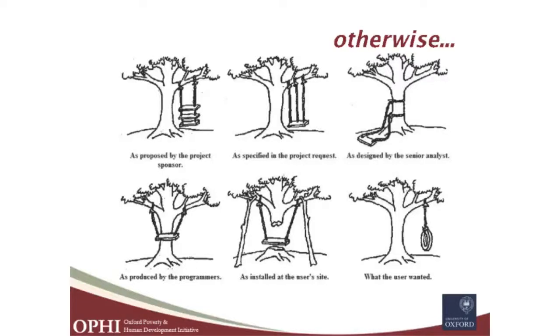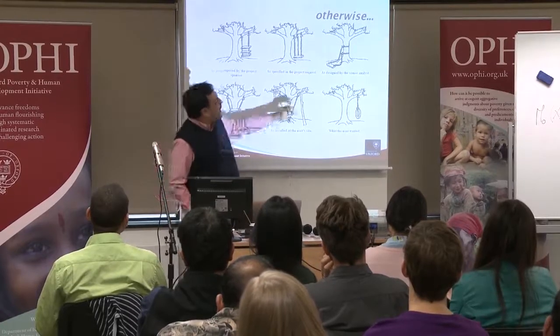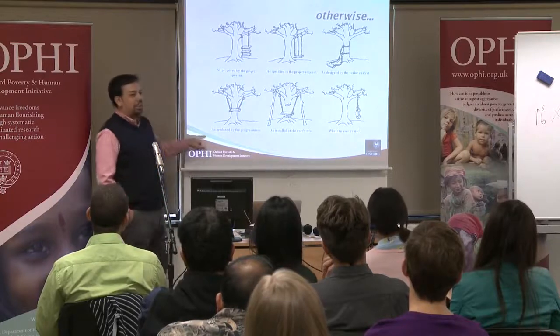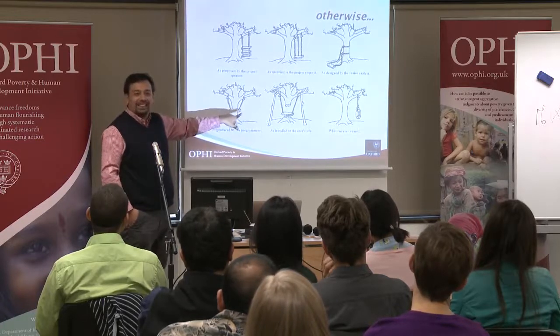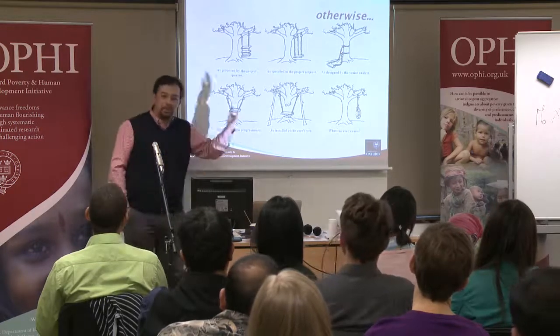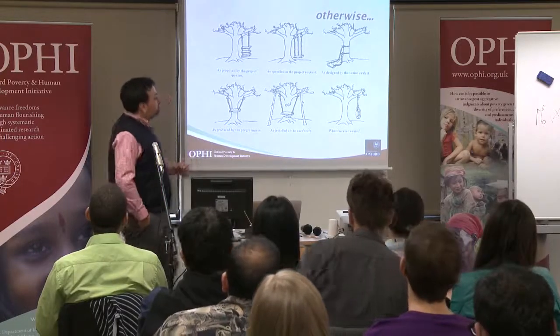Can you read it? These are different ways of seeing the project. Probably the sponsor thought the project was like that. The requester wanted something like that. The designer thinks, maybe I will do it like this. The programmers, the experts, will give you something like that, with a lot of loops and things, a lot of experiments and so on. The user side shows you, no, you should do it like this.